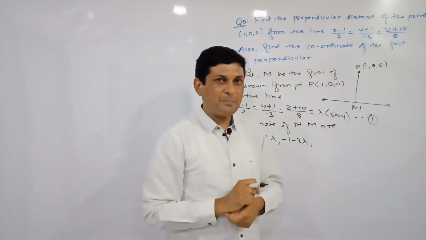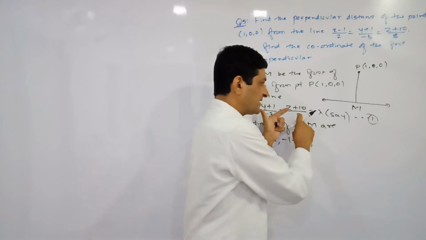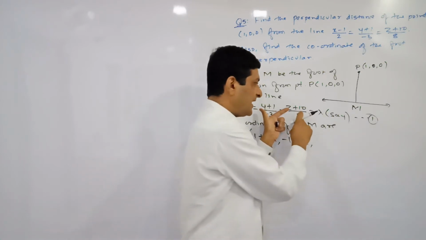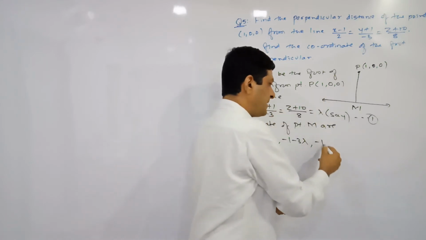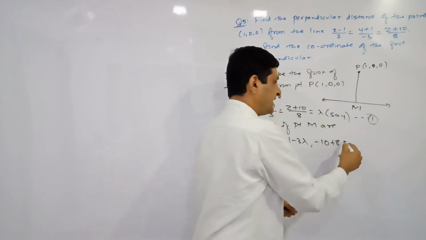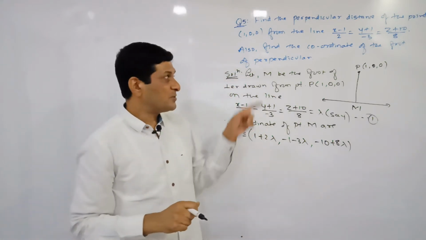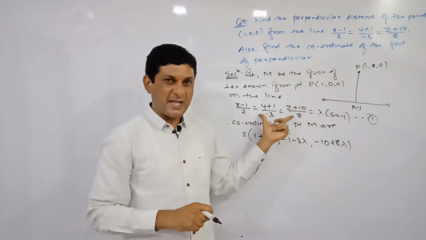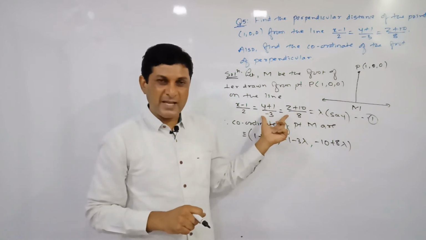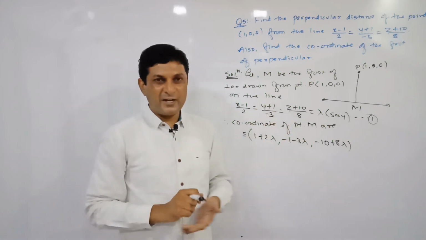Same method we are applying to find the z coordinate. So for the z coordinate, plus 8 will get multiplied on this side, 8 into lambda will be 8 lambda, and plus 10 on this side will become minus 10, so minus 10 plus 8 lambda. In this way we have got the coordinate of point M. Again observe what M is. M is the foot of perpendicular drawn from this point P on this line. Since M is a point on this line, from this equation we will get the coordinate of point M.